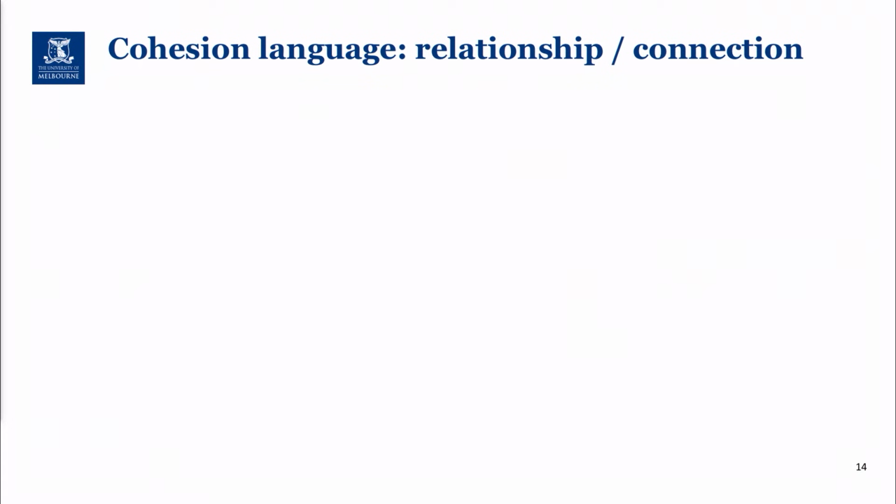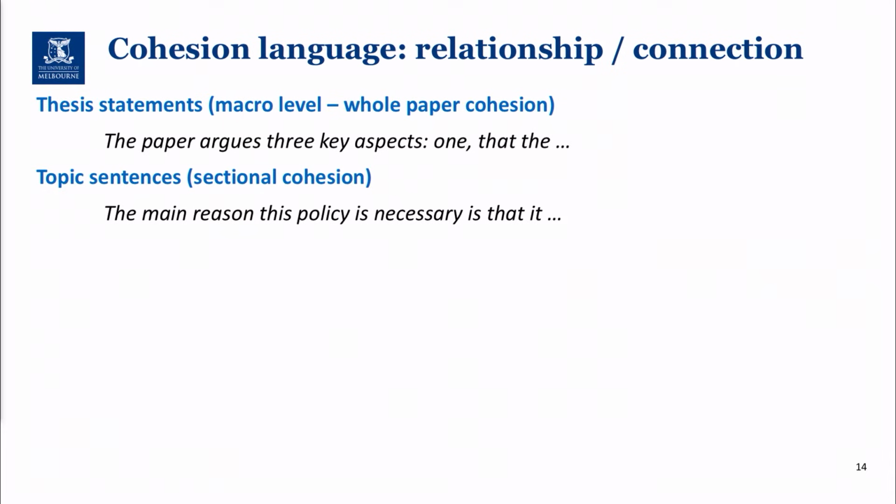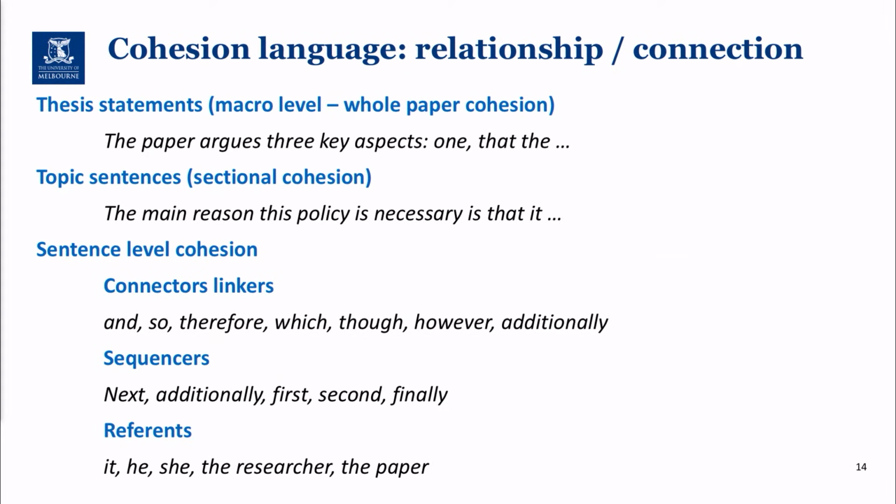So let's look at some of the cohesive language we can use to show relationship and connection in our writing. We use thesis statements. They give us cohesion at the macro level, the whole paper level. We can use topic sentences, which give us cohesion in our sections, and they will usually come at the head of paragraphs. Then we use sentence-level cohesive devices, connectors, linkers like the ones there, sequences to show sequence in our work, first, second, finally, and then words like it, he, she, the researcher, the paper, referring back to things we've already established.